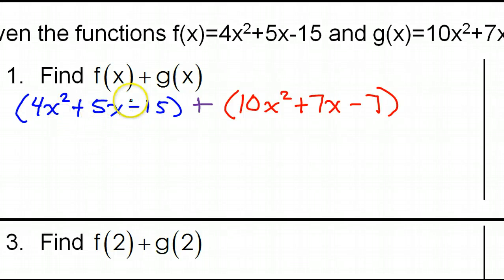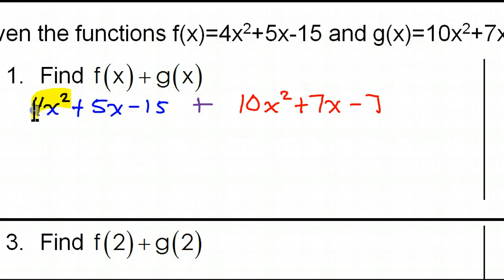Okay, for problem number 1, we're supposed to add function f plus function g. So here's function f, I just copied it from here, and here's function g copied from here. Now, when you're adding, the parentheses are just really there to make the problem more clear, but they're not changing the value of the expression. So you could just erase those parentheses and look for your like terms.